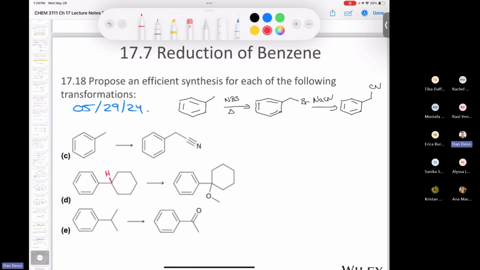So I'm going to see if I can squeeze this on here, but I'm just going to write Ph for my aromatic ring. And there's my hydrogen. And so I'm going to treat this with N-bromosuccinimide, and I'm going to heat that up, and that's going to put the bromine in the benzylic position like this, okay? So now that I've got that in here, the next thing that I'm going to want to do is put in that methoxy group.